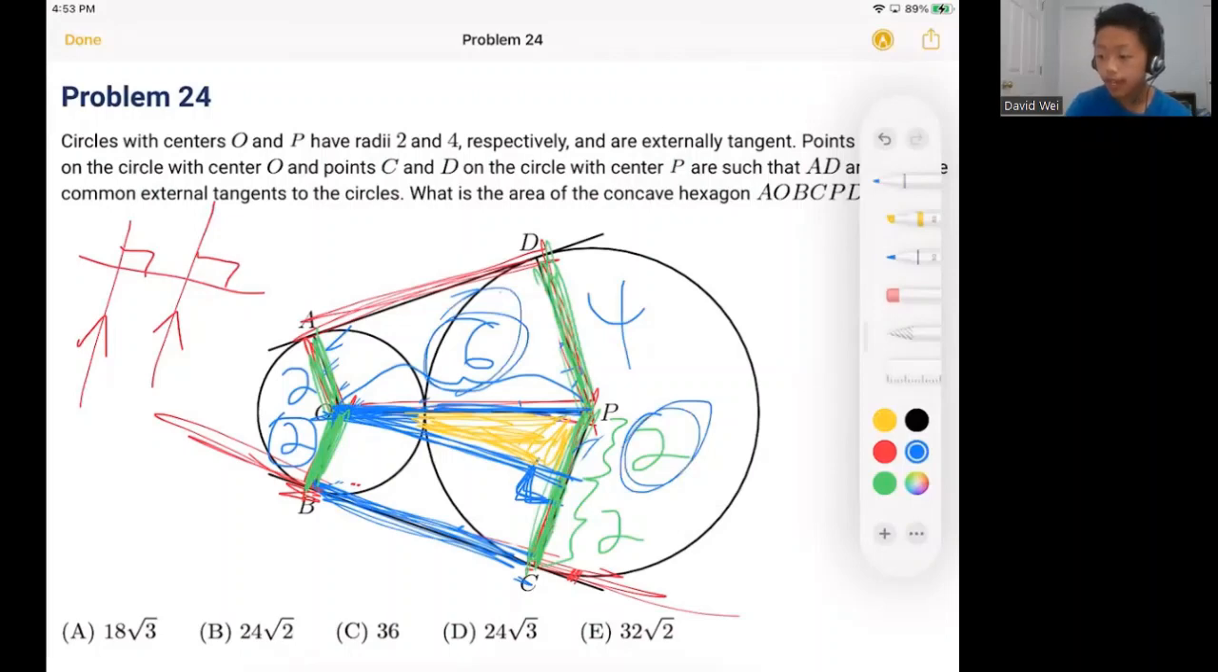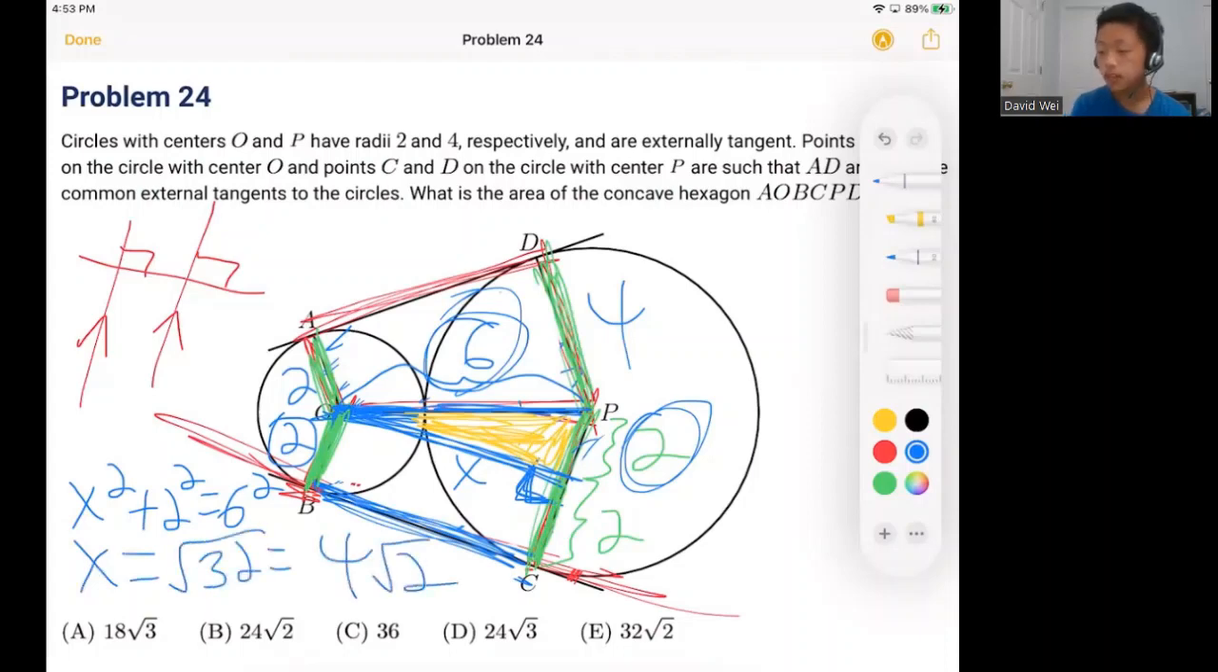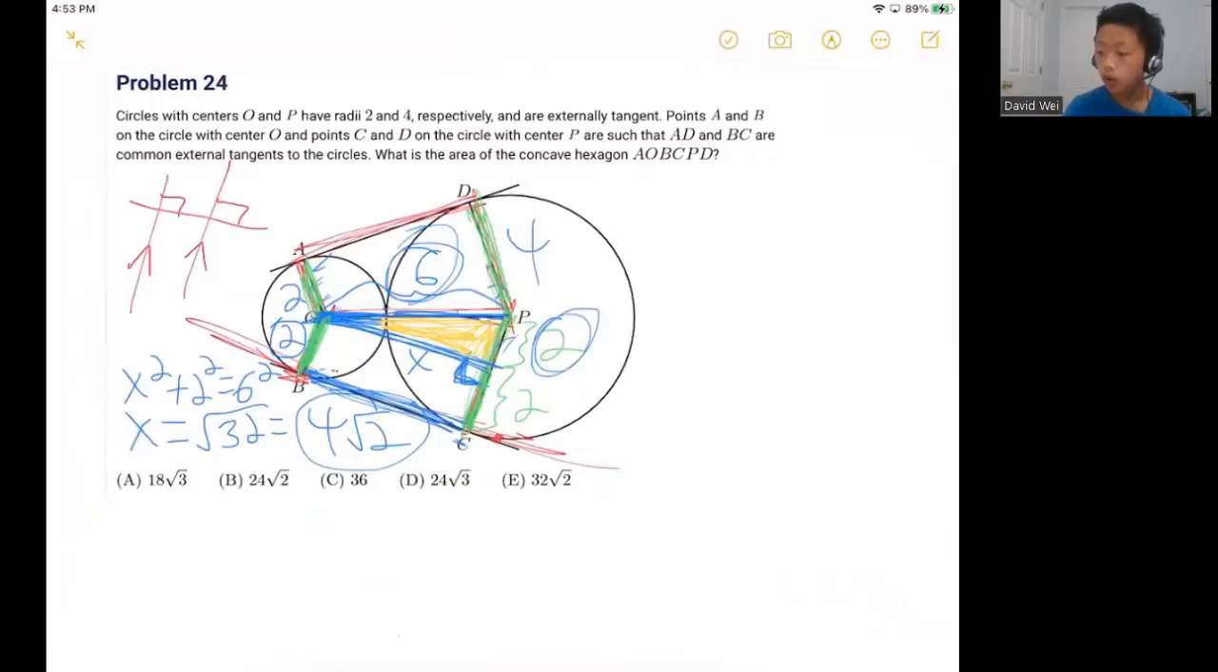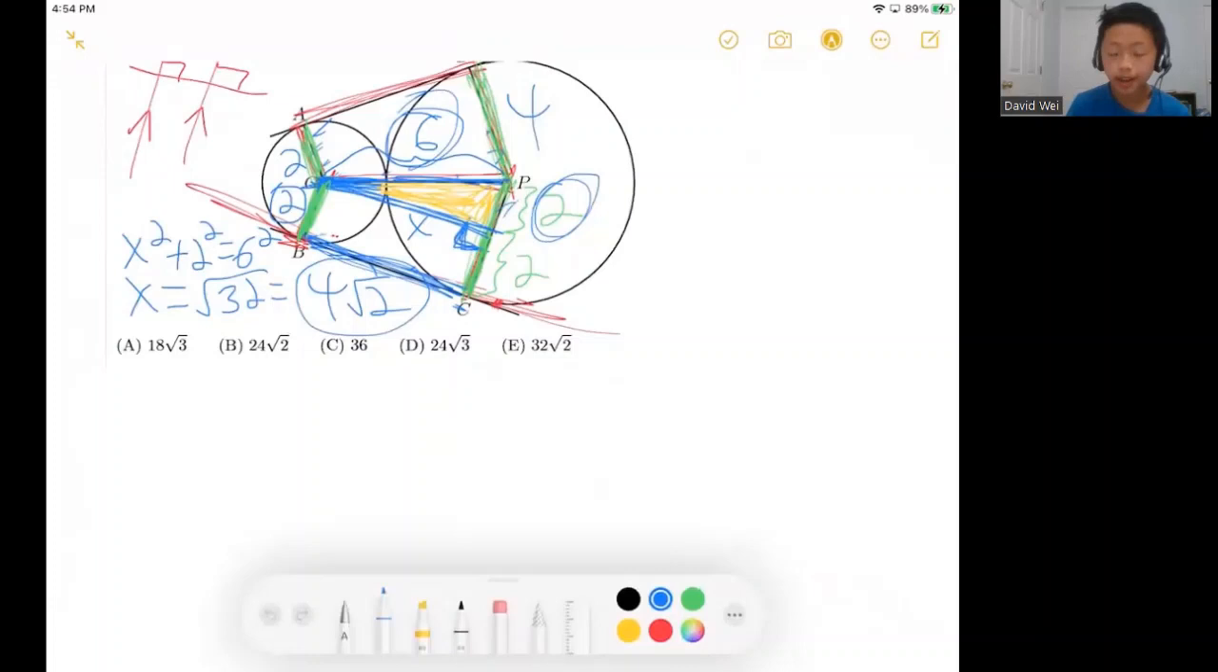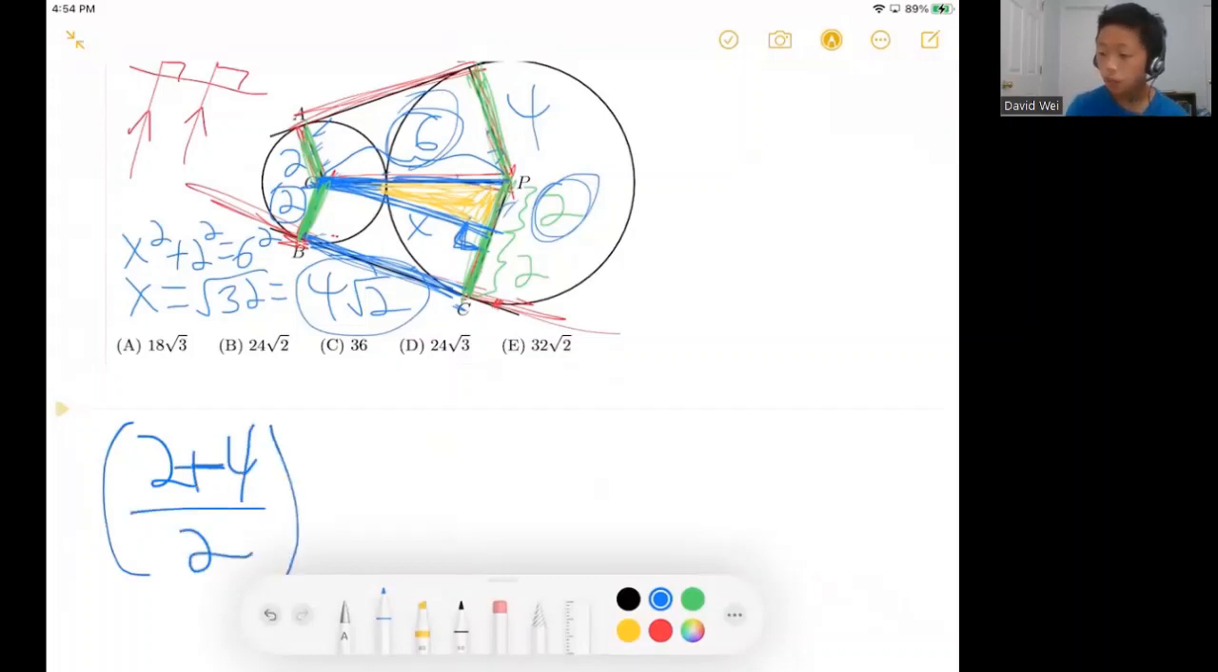To find the height, if I call it x, then by the Pythagorean theorem, x squared plus 2 squared equals 6 squared. So 6 squared is 36, 2 squared is 4, and 36 minus 4 is 32. So x is equal to the square root of 32, which is 4 square root 2. So 4 square root 2 represents the height of this trapezoid. The bases of the trapezoid are 2 and 4, since those are the radii. To find the area of the trapezoid, we take the average of the bases: 2 plus 4 over 2, which is 3. Then you multiply by the height, 4 root 2. So this is the area of just one trapezoid.